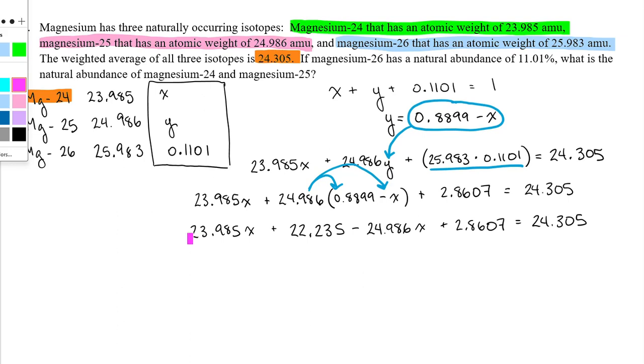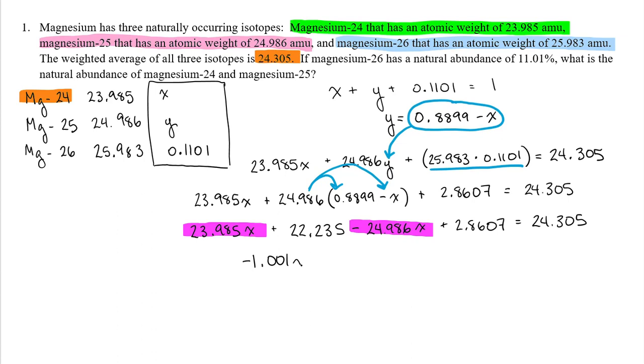So here we have 23.985x minus 24.986x. That gives us negative 1.001x. And then our other like terms, we have 22.235 and 2.8607. We're going to subtract both of those from 24.305. That gives us negative 0.7907. Divide both sides by negative 1.001, and you get x is 0.7899.